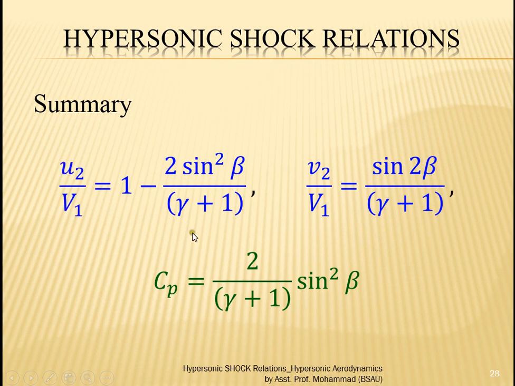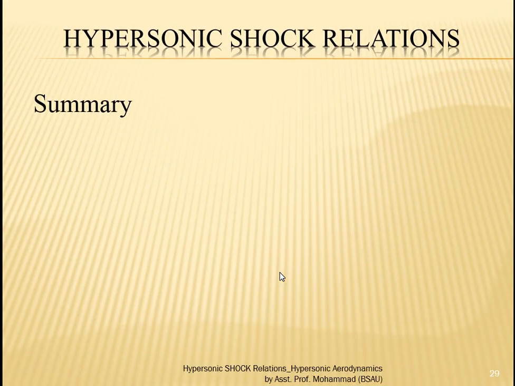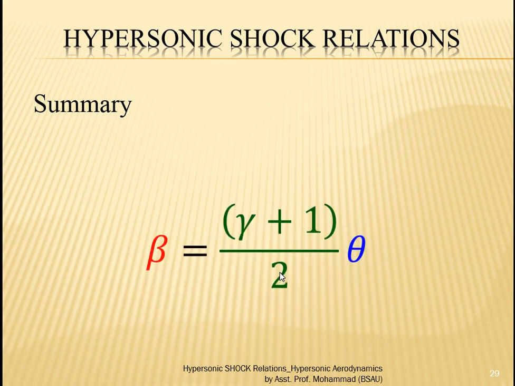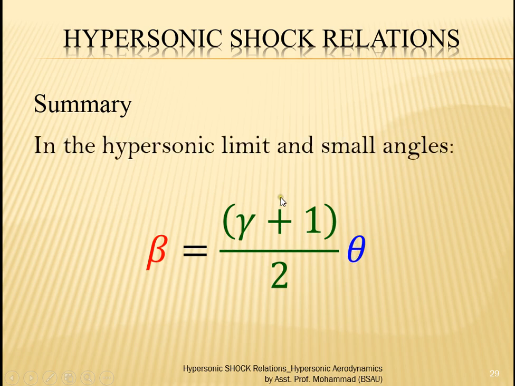The velocity ratio, also in reduced format, is given like this, and this is the coefficient of pressure. Again, we can say all these are free from Mach number, so they will attain a constant and finite value as the Mach number goes very high. And beta is given like this. Beta is also attaining a constant, finite number for a very high Mach number, and we have assumed two assumptions here: that the hypersonic limit for high Mach number holds, plus angles are also small.